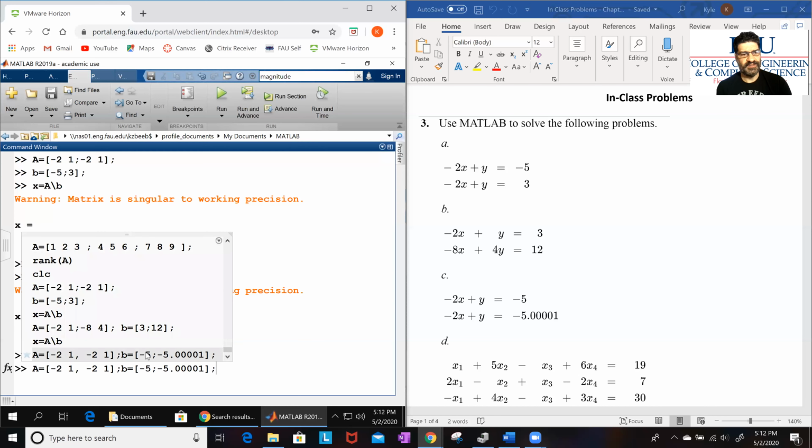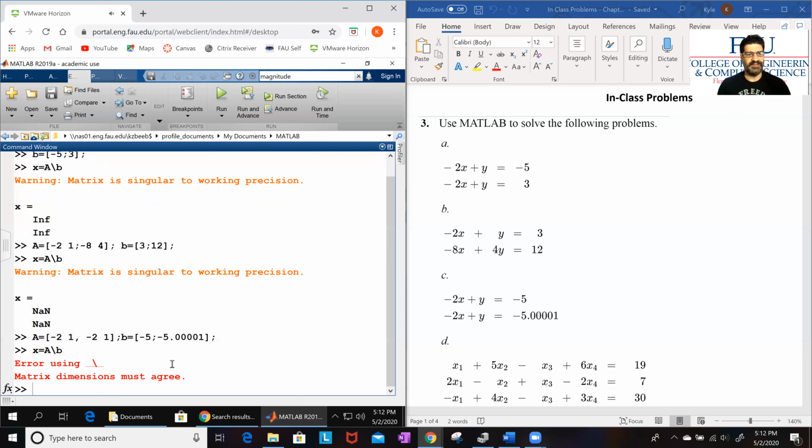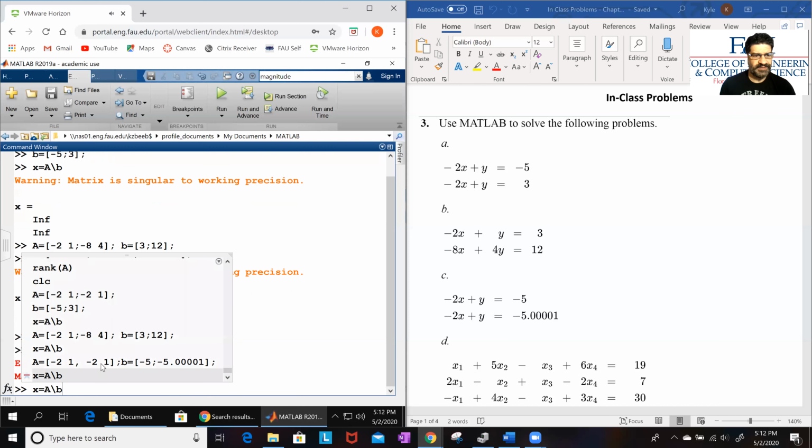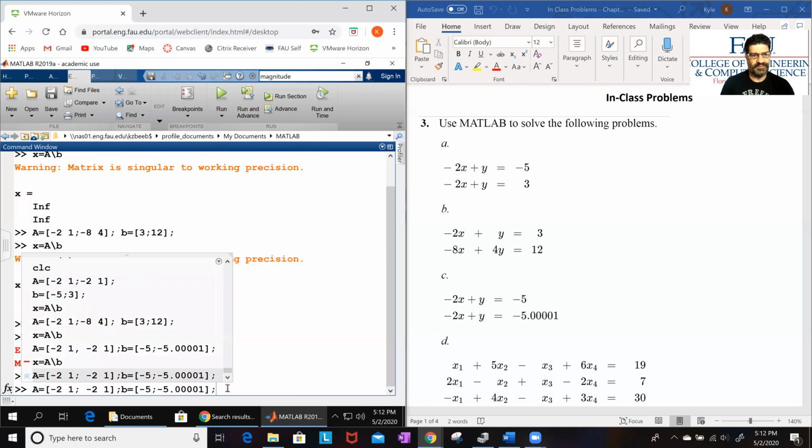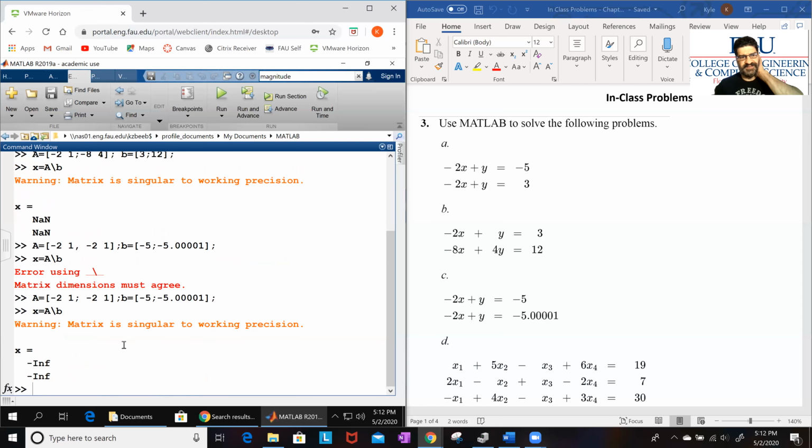Again, we'll do X. Oh, see, I made a mistake here. So we'll put a colon instead of a semicolon. And do all right. Again, it's infinity, infinity. The matrix is singular, and you can tell that the slope is the same for both lines. It will never intersect.